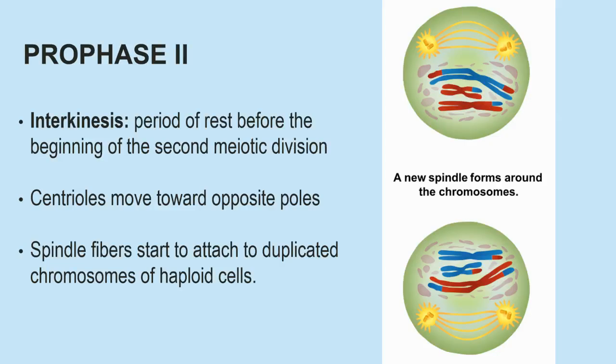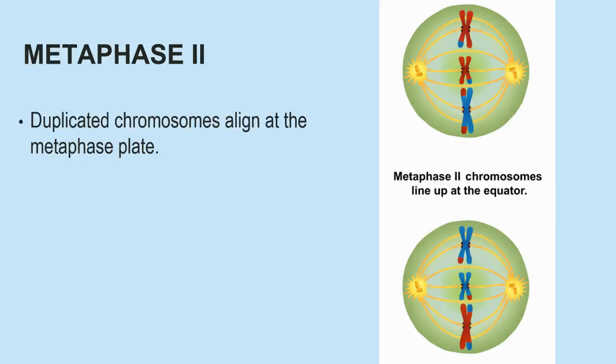So in Prophase II, interkinesis, period of rest before the beginning of the second meiotic division. The centrioles move toward opposite poles. Spindle fibers start to attach to duplicated chromosomes of haploid cells. So a new spindle fiber forms around the chromosomes.